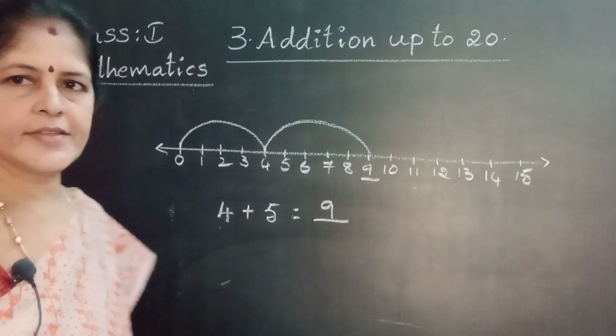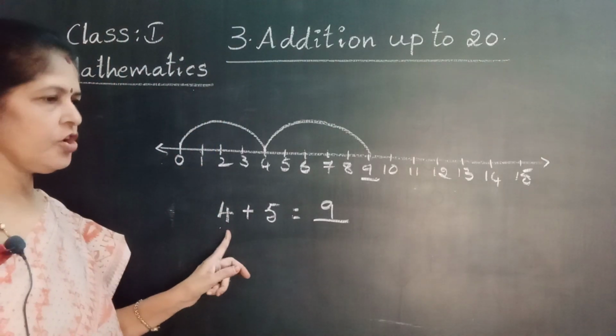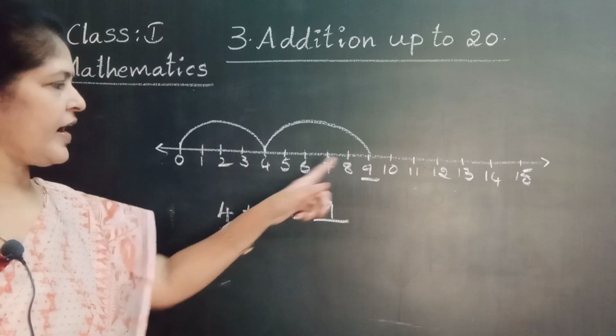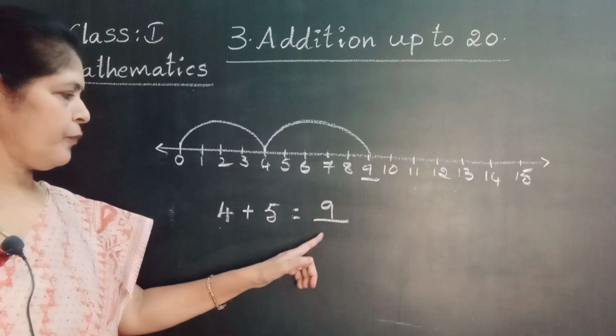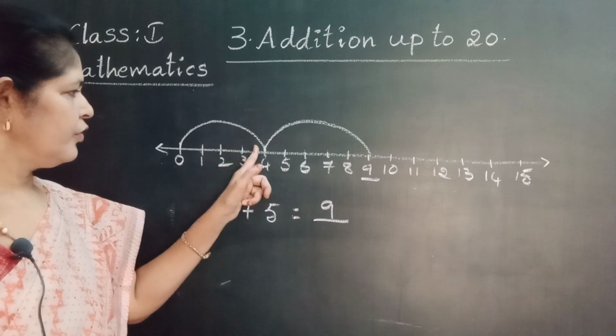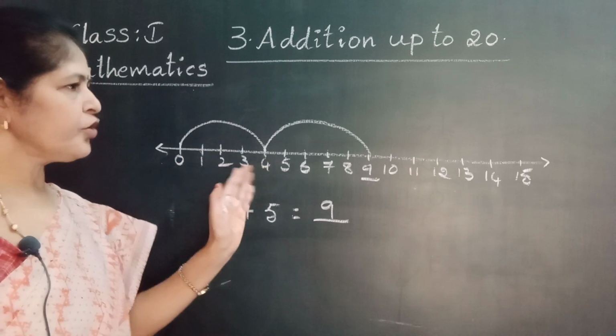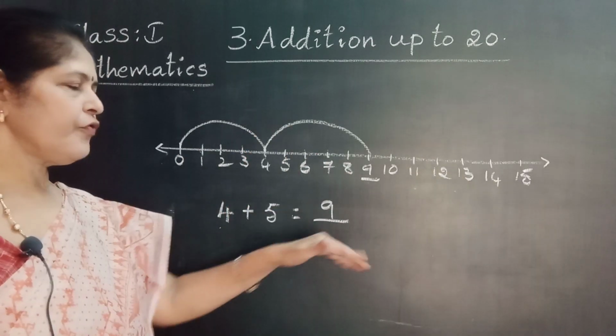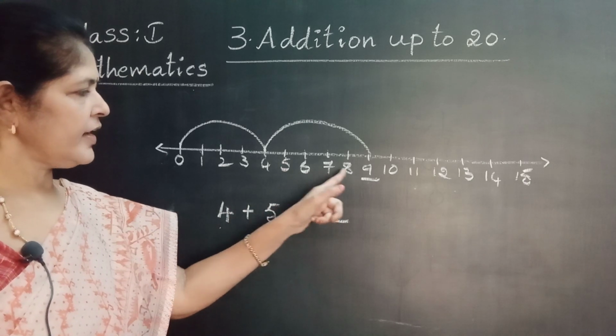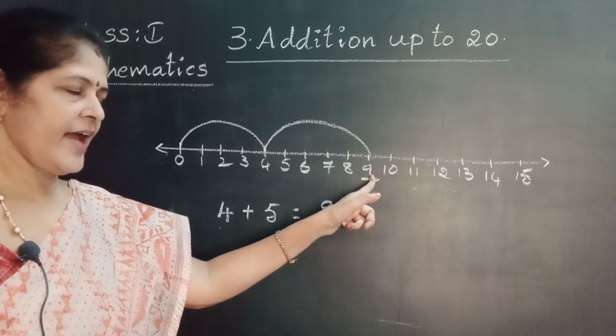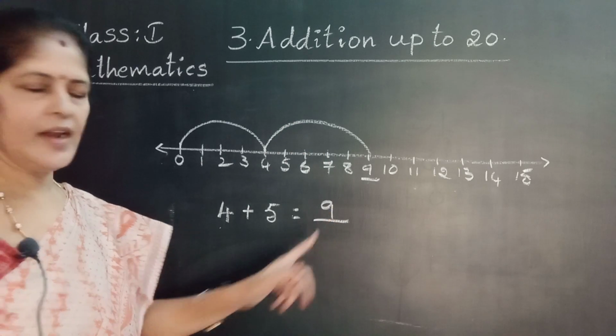Next addition, my dear children. This number line shows the addition of 4 plus 5. First number is 4. Next, we are going to move 5 numbers after 4. 1, 2, 3, 4, 5. We get 9. 9 is the total. Another one.